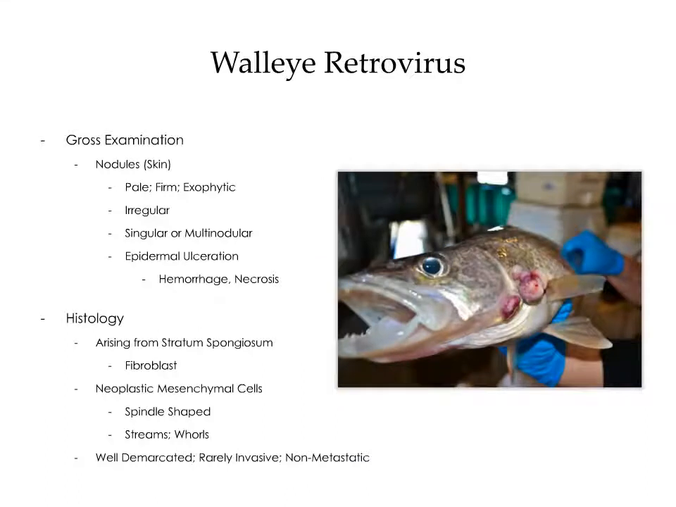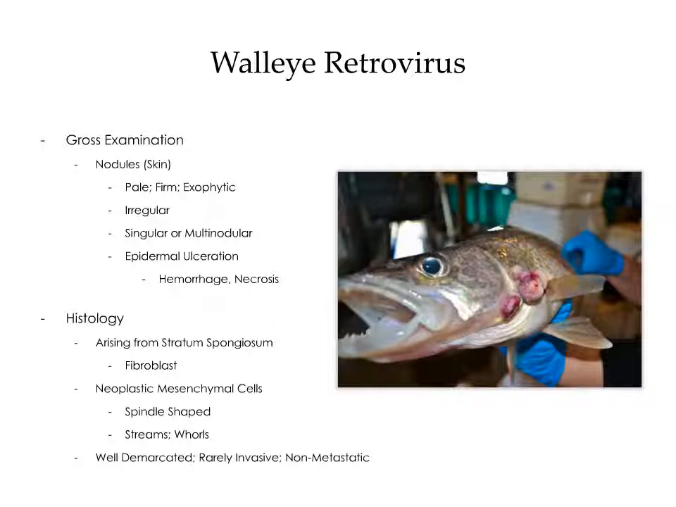On gross examination, there are large numbers of pale, firm, exophytic, and irregular masses within the skin. These can be singular or multinodular. The mass is associated with ulceration of the overlying epidermis, and so there's often concurrent hemorrhage and necrosis.